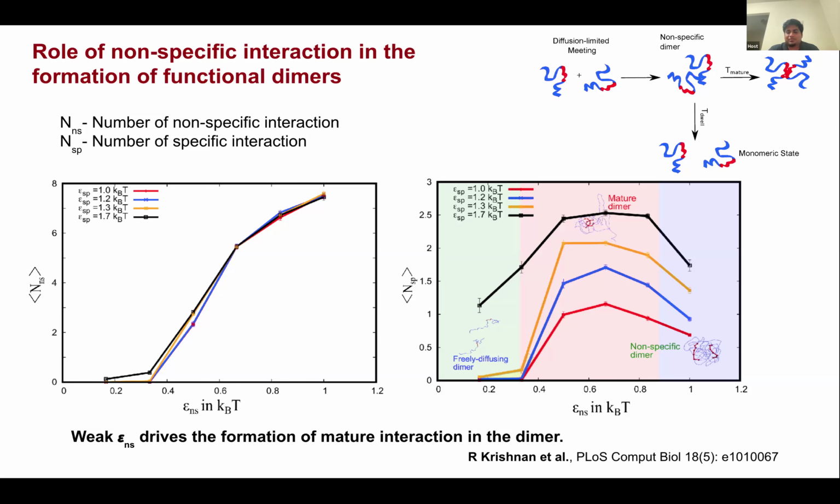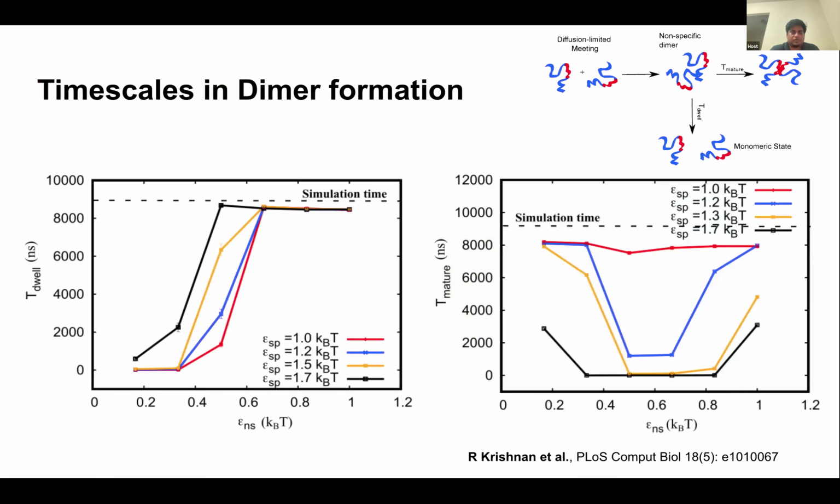So to test this hypothesis, we also calculated time scales involved in the dimer formation. T dwell is the time it takes to dwell, and T mature is the time it takes to mature. Dwell means how much time they stay together. So staying together increases with non-specific interaction. It is a very trivial quantity. If you increase non-specific interaction, they come together and they'll stay together. So this is straightforward. So what is T mature? It is the time required for this red interaction to form.